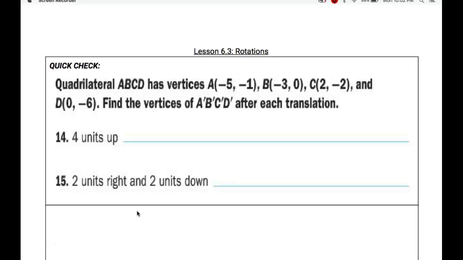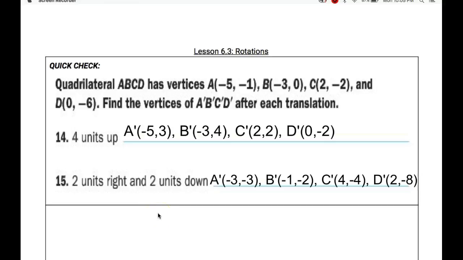So first things first, let's tackle this quick check. It's just 2 problems. I pulled them from the end of the last lesson. You should be working on translations. Specifically, these would be, well, you figure it out. Quadrilateral ABCD has vertices that are right here. Find the vertices after each translation of the prime letters. Come back and check those in a couple minutes.